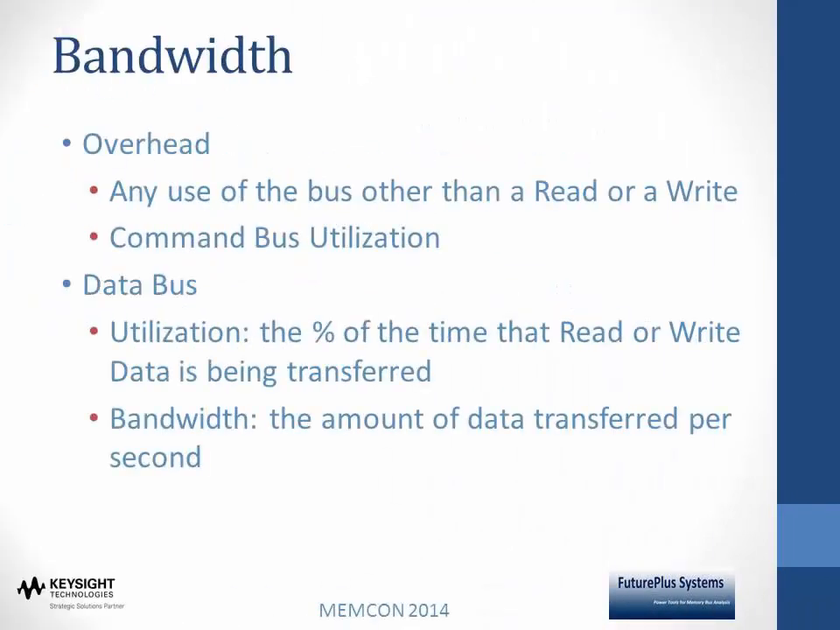When we examine the bandwidth of a memory channel, we need to define and identify overhead. Since the main purpose of the memory is to read and write data, everything else is considered overhead. This would include the command bus. Now, the command bus and the data bus can operate simultaneously. Data bus utilization would be the percent of time actual read and write data is being transferred. Bandwidth is the amount of data transferred per second.